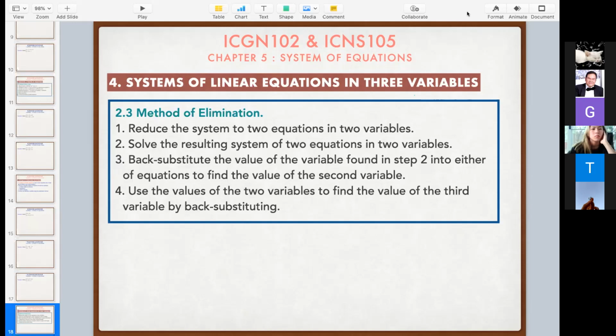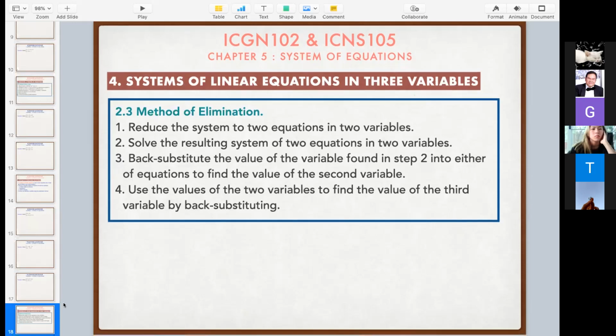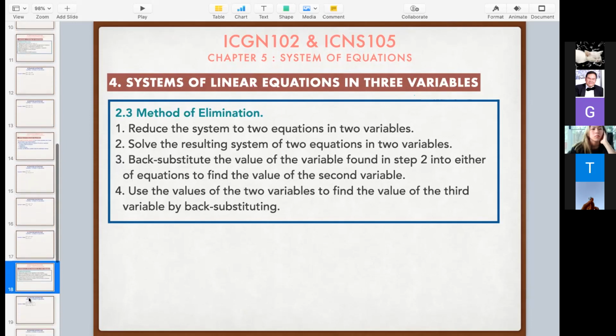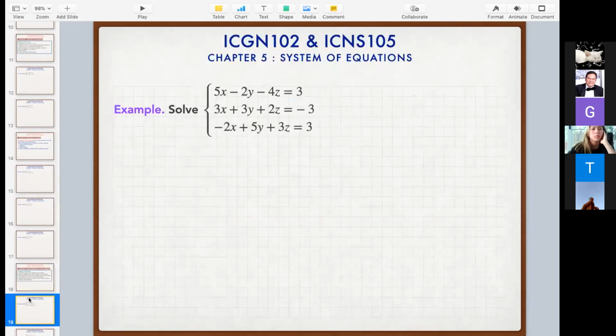In this one we just have the first example here. You can see that we have 3 variables, x, y and z, in 3 equations. So in this one, what are we going to do?